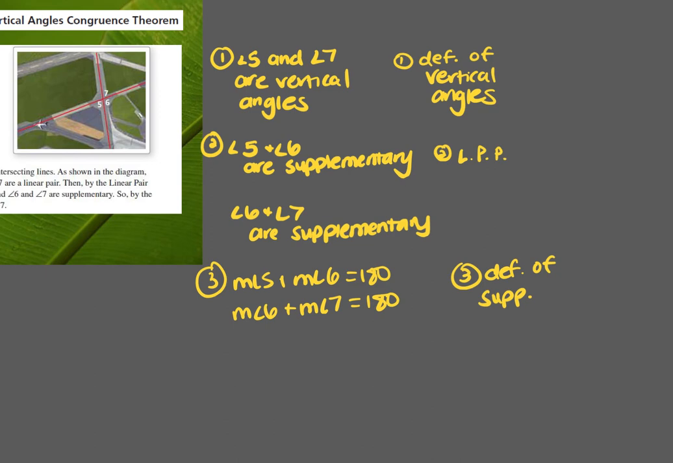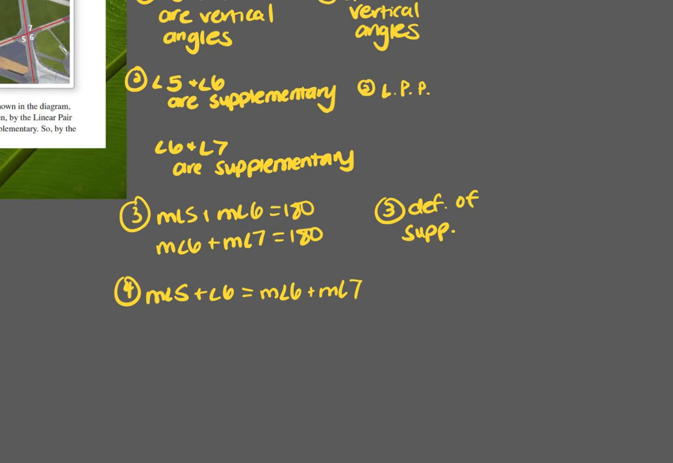And then I can say what? I can say that angle 5 plus angle 6 equals 180. Wait, why are you putting the M? Measure. Do you have to put that? No. I just started that way, so I might as well just continue. And that's substitution because they both equal 180. Then subtraction. Then I can take away what?